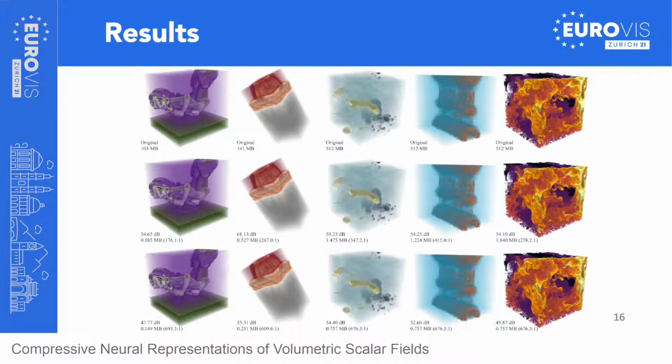Qualitatively, we show volumes compressed at different levels by our approach, where the top row is the original volumes, the middle row is medium compression, and the bottom row is high levels of compression. We find that our method has minimal degradation in performance as we increase the compression ratio.